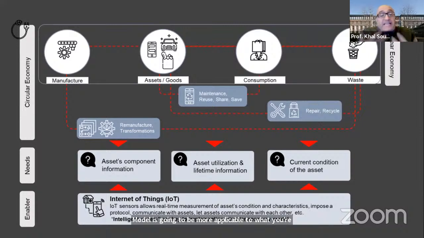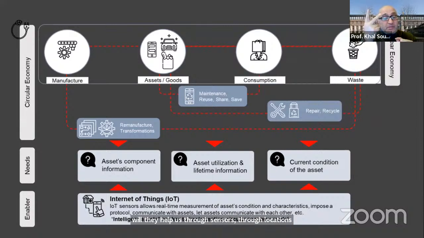And then what are the needs for what you're trying to achieve and for which circular economy business model you're going to be doing? Are we thinking about asset components, asset utilization, current condition of the asset? That is where the Internet of Things will help us. How will they help us? Through sensors, through locations, and through communication.